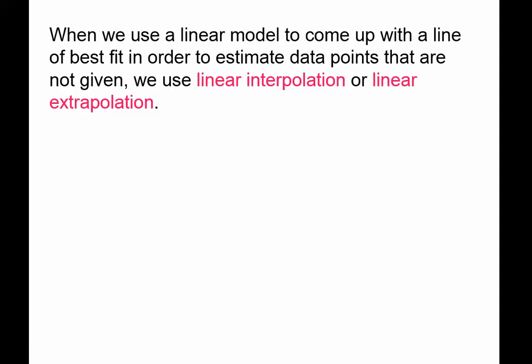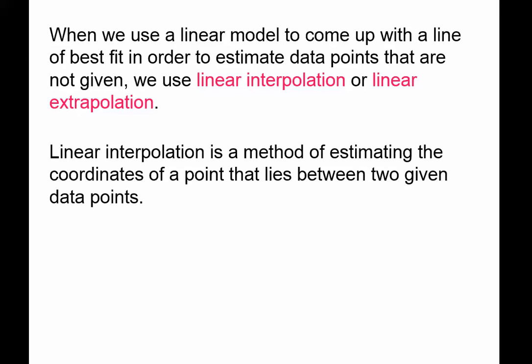Pretty easy. Two terms have come up a little bit so far this semester, but we're going to start to use them more. It says when we use a linear model to come up with a line of best fit in order to estimate data points that are not given, we use either linear interpolation or linear extrapolation. These are two vocab words that you should become comfortable with. Interpolation is a method of estimating the coordinates of a point that lies between two given data points. Think of interpolation as guessing a value that lies in between two known values.